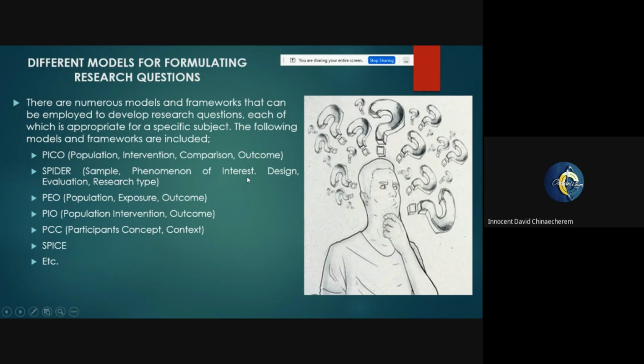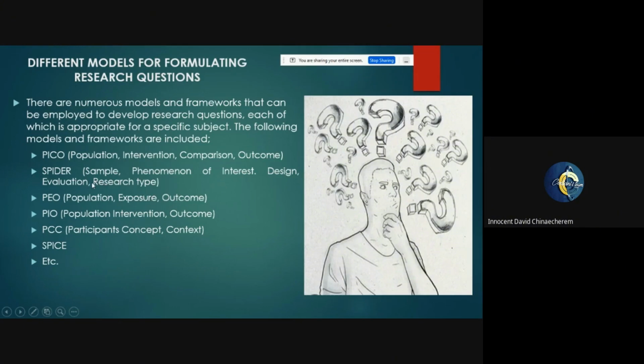We'll also demonstrate that. Your sample here could be your participants, maybe older adults. The phenomenon of interest could be the usage of contraceptives. Your design here could be qualitative designs like phenomenological studies. Your evaluation can also be known as outcome. Maybe you're interested in their experiences towards the usage of contraceptives among older adults. And your research type here is qualitative research.